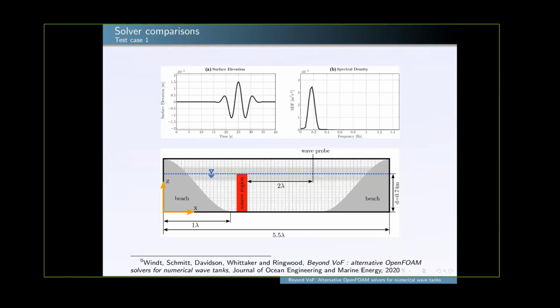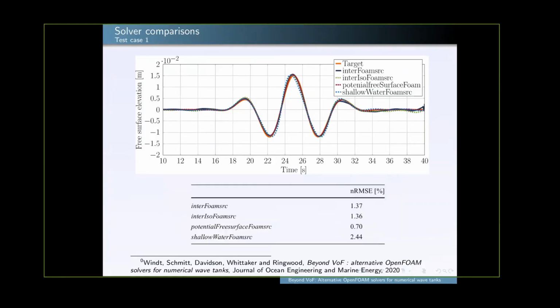They're a nice test case because in a CFD simulation, you can test a whole range of frequencies, and you can also get some non-linearities in there and things like that. So it's a good test case. We've got a flat bottom here, so it makes life kind of simple. How did they perform? Here we can see the target and the results. And in this case, actually, potentialFreeSurfaceFoam got the best results.